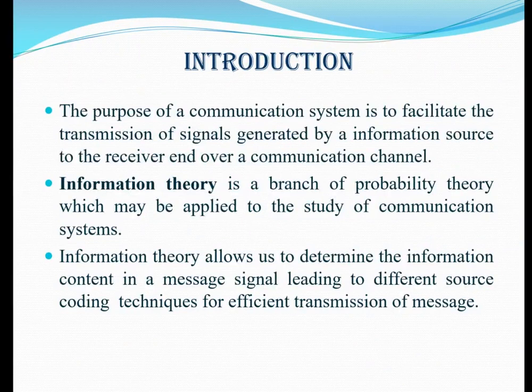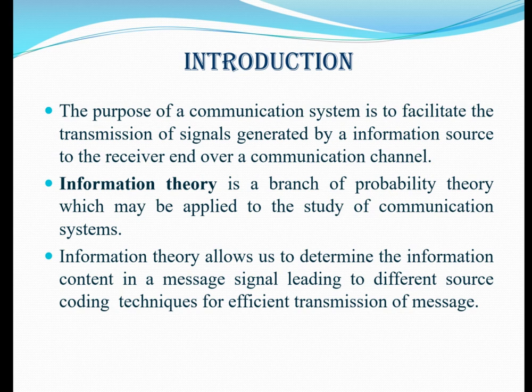First, we'll start with information theory, but before that, we need to understand what is a communication system. As we already know, a communication system is nothing but transfer of signals from the transmitter to the receiver via a communication channel. So basically, any communication system involves a transmitter, a receiver, and a channel via which the information or the message signal is being transferred.